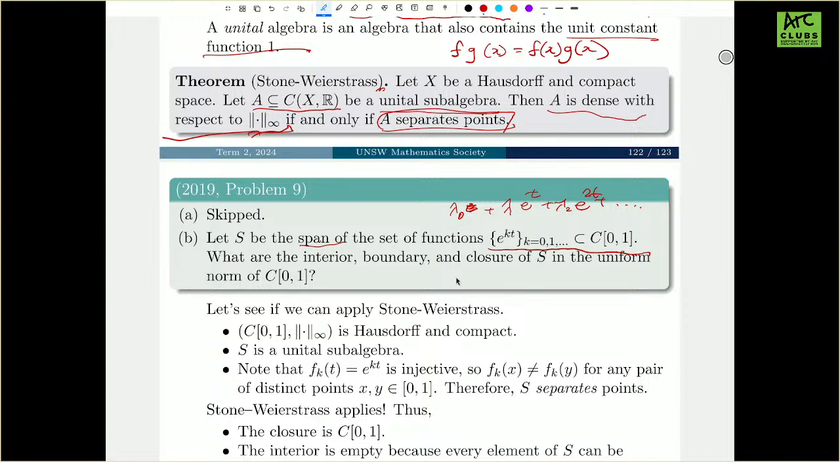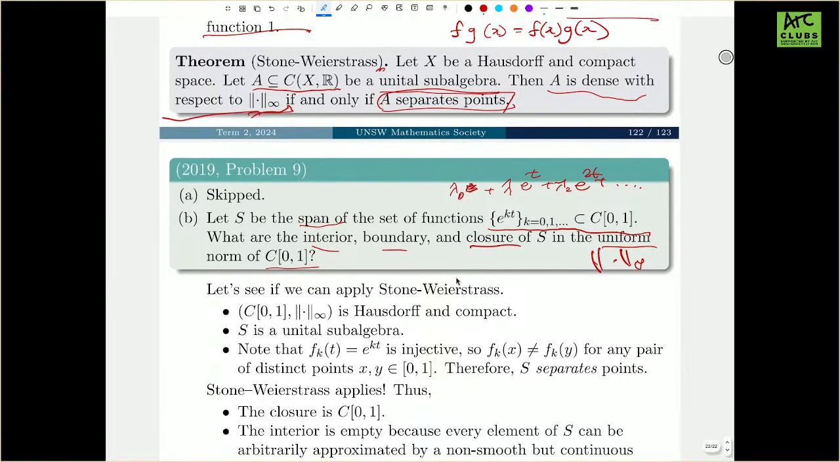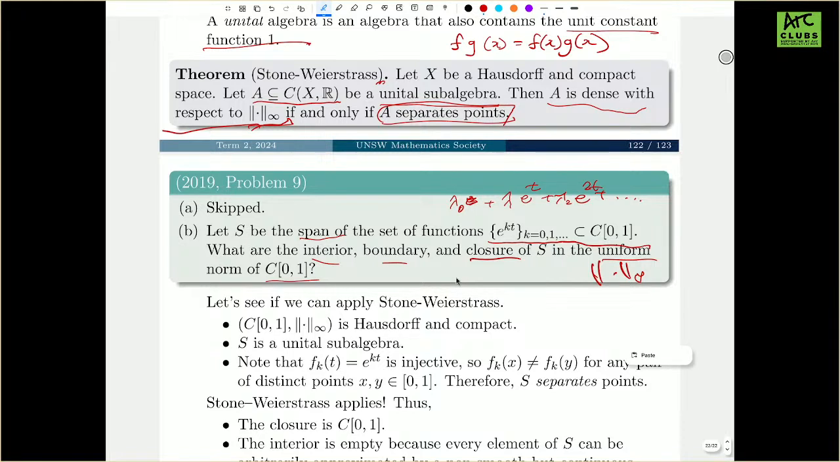And we're asked what's the interior, boundary and closure of S in the uniform norm, so that is this norm of continuous functions, our underlying space. So let's see if we can apply Stone-Weierstrass. First we note that X is Hausdorff and compact. Here we're thinking of functions from 0, 1 to R. This closed interval is compact because it is closed and bounded, and Hausdorff because the reals are Hausdorff.